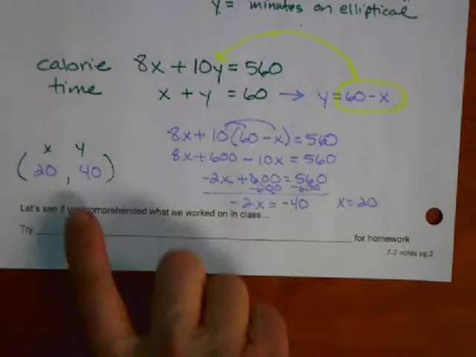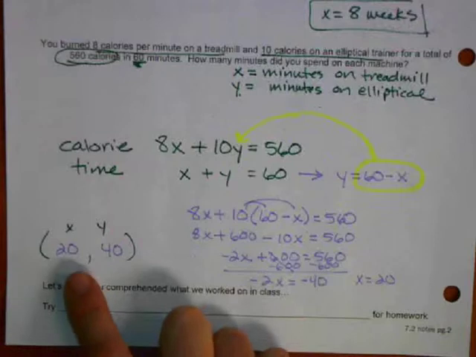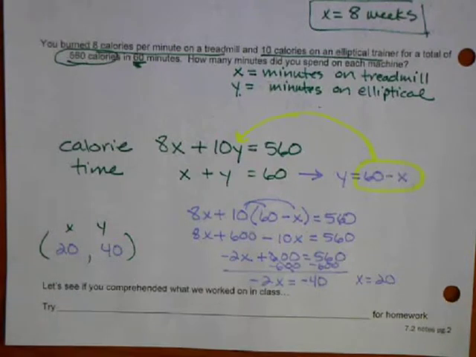Okay, so what does that tell me? I spent how much time on the treadmill? 20 minutes, and how much time on the elliptical? 40 minutes. Cool, huh? Next time you're exercising, you could do this in your head while you're on the elliptical and the treadmill. Oh, I could write a system, because I know you want to.